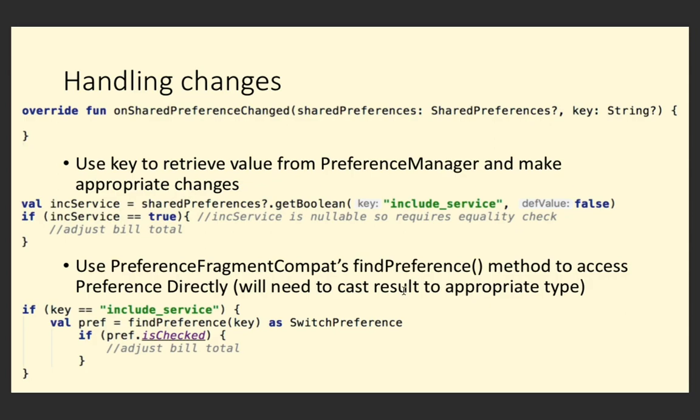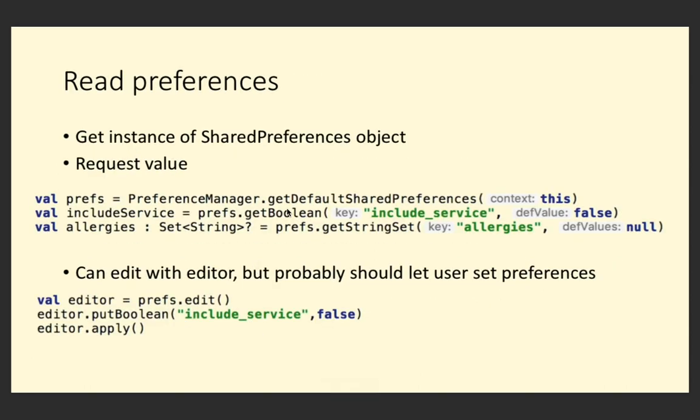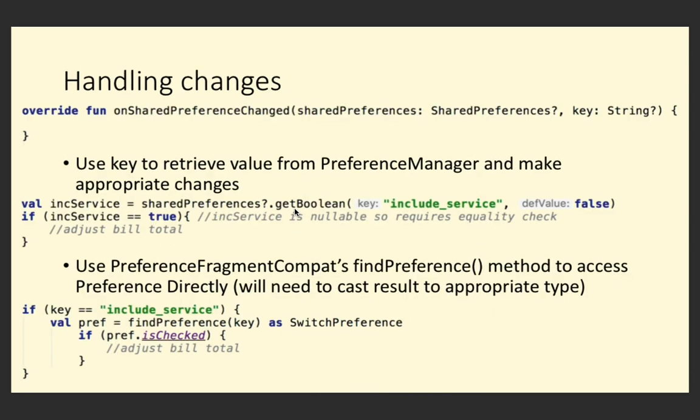Why do we need to access preference directly? Oh, yeah. If you need to find the exact preference, rather than doing get boolean, which is what we've done, if you need to know something more about the preference, like the switch preference itself, you can do it this way. I'm not going to demonstrate that, but you can do it that way. I don't quite know why you'd want to again, but it's possible.